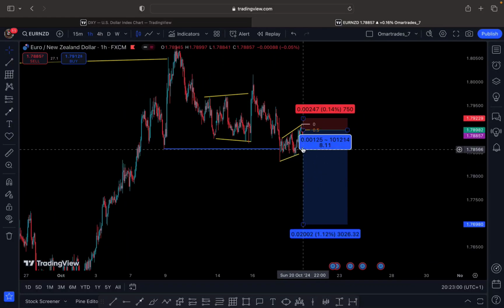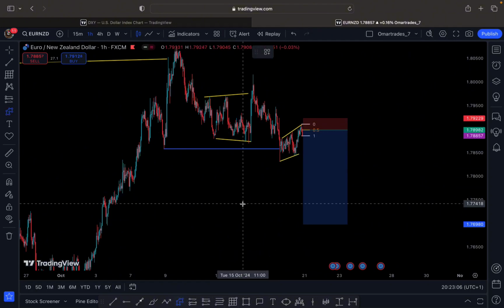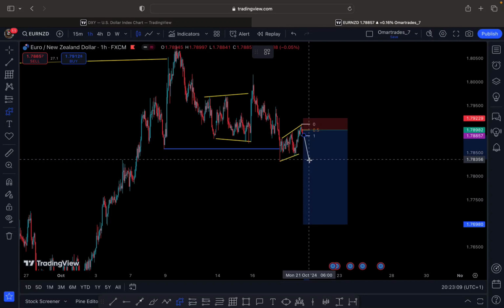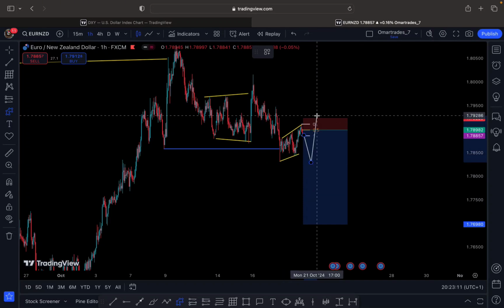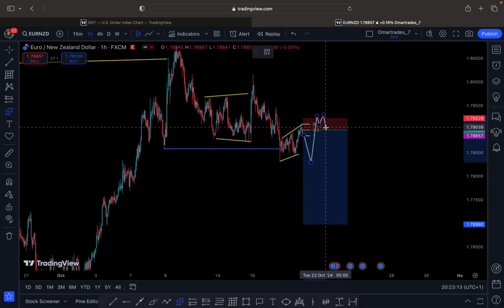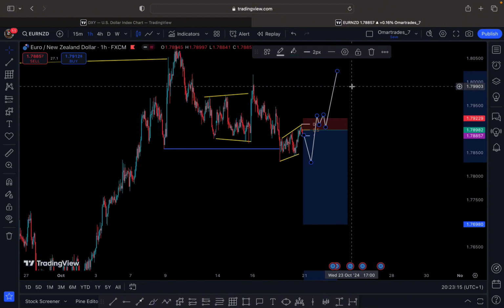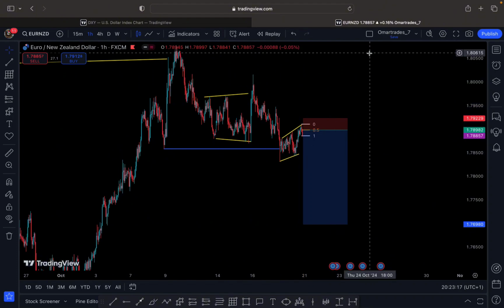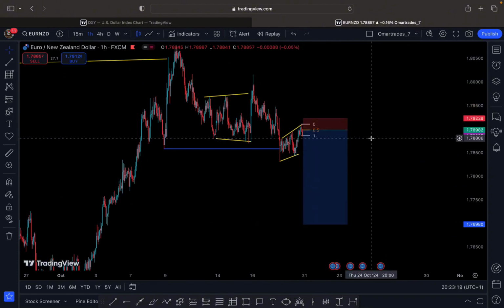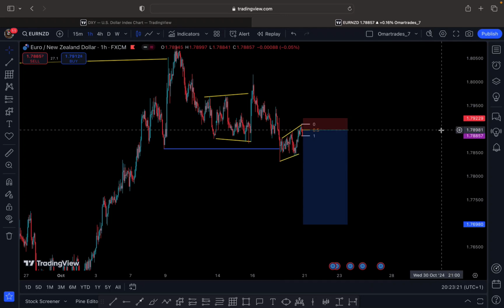Now I think the bare minimum is that you might get tagged in, it might come back here, and then you move to break even. If it's going to go up, it's probably going to do something like this, go up. Now we can pivot. If it gives us an insurance entry, then we can capitalize on the trade regardless. But for now, I think there's a high chance we'll be heading to the downside.